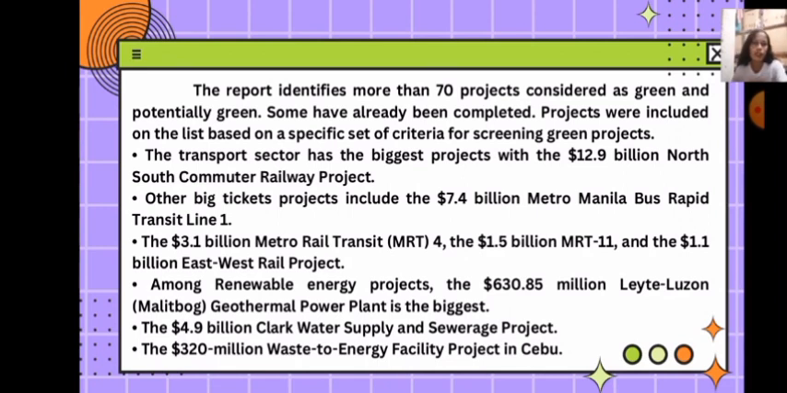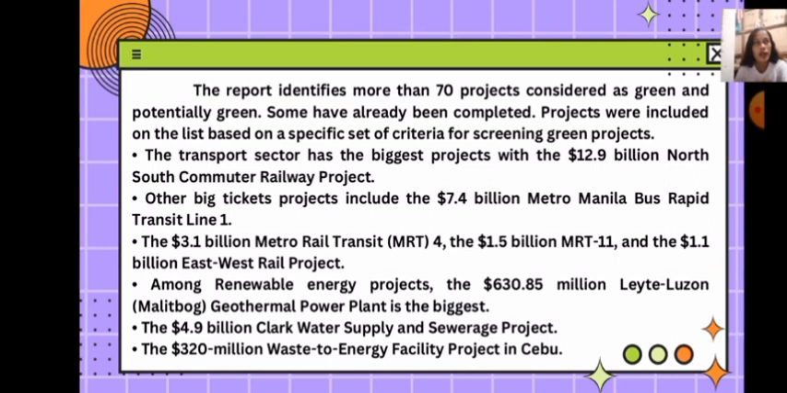So the report identifies more than 70 projects considered as green and potentially green. So some have already been completed. Projects were included on the list based on a specific set of criteria for screening green projects.